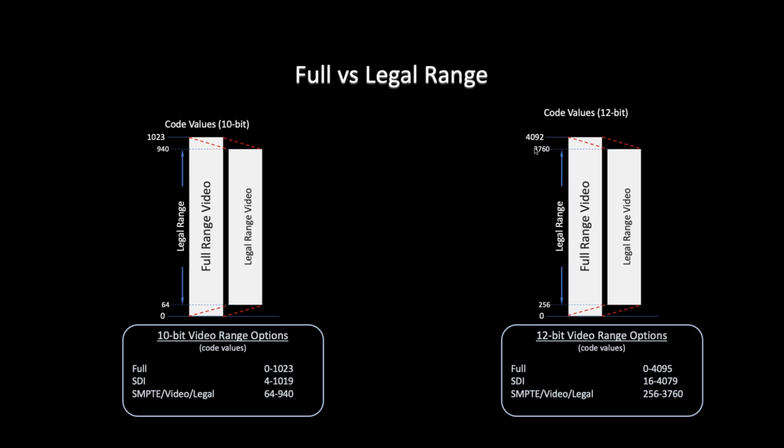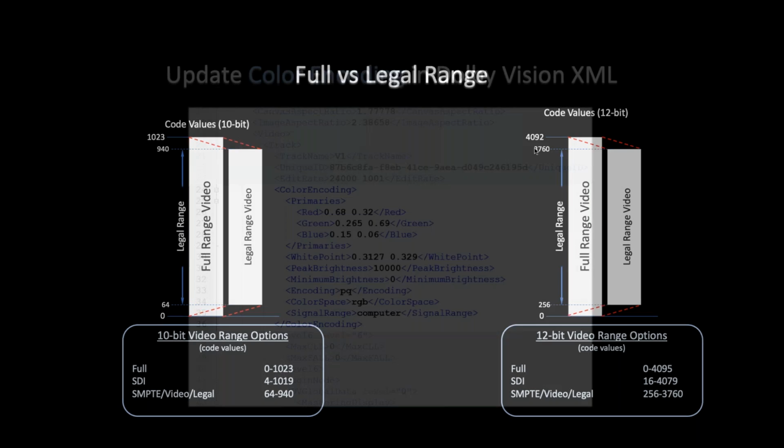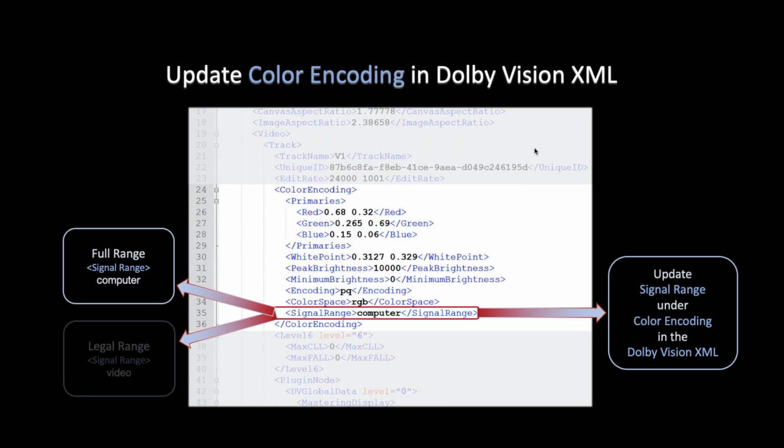But in addition to the scaling of the video, make sure that you have made the change inside the XML. So back to the color encoding section inside the XML, there is an entry that talks about signal range. And if your signal range says computer, that indicates it's full range. Again, this is what we prefer. This is what the Dolby Vision specification is. But then if you have to make a deliverable in legal range, just make sure that along with your video, you also update your XML to show video instead of computer, thus making the XML compatible with the video. So just keep that in mind.